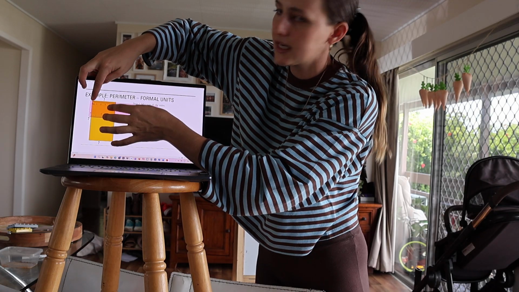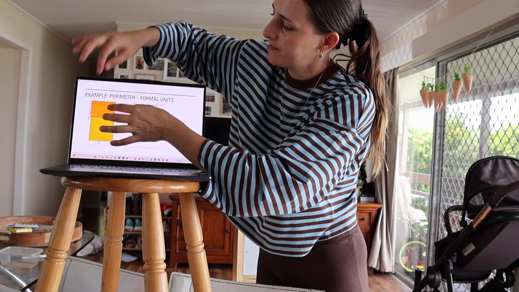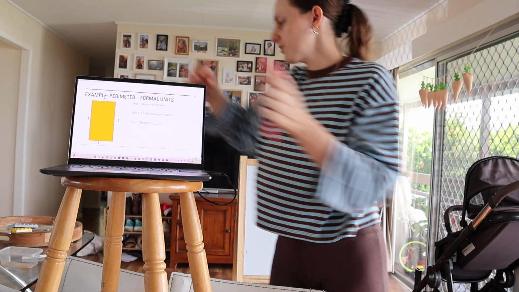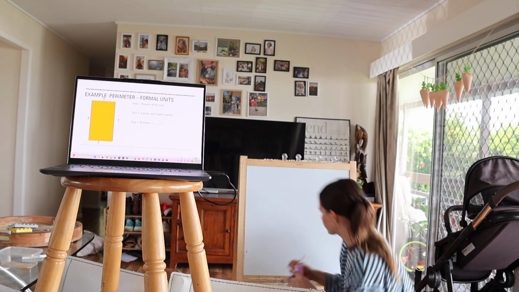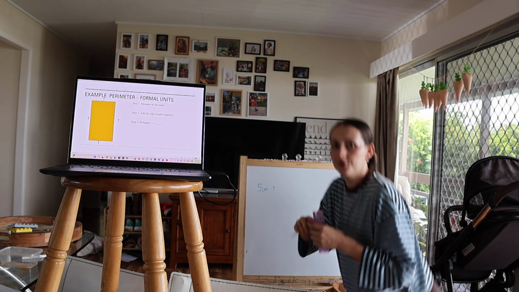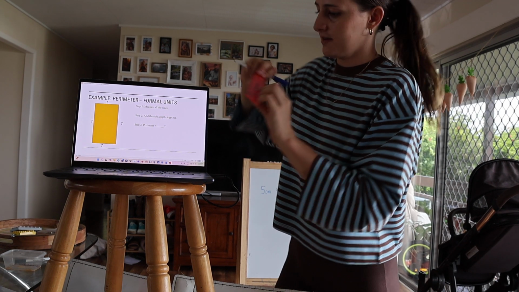Let's all count together, ready? 1, 2, 3, 4, 5. So I'm just going to write that down here on my whiteboard. So we've got 5 centimeters for the first side, and we're going to add the next side to it.